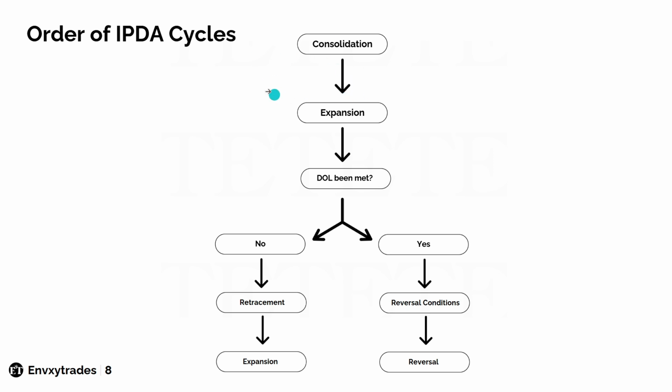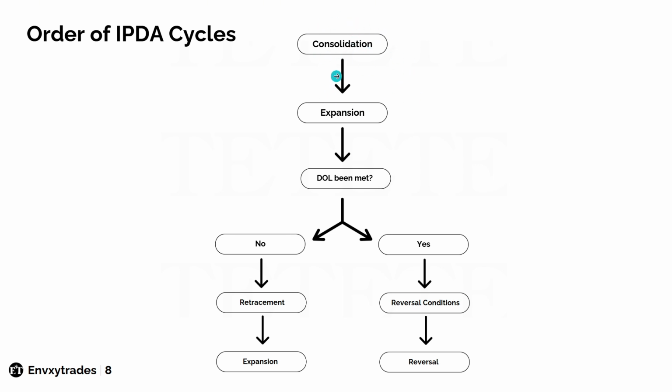And with this phase of market delivery sheet, we can clearly see that off the consolidation, we always expand. We can never reverse from a consolidation, as the consolidation will never meet the higher time frame drawn liquidity. Therefore, a reversal cannot happen unless that consolidation is done.